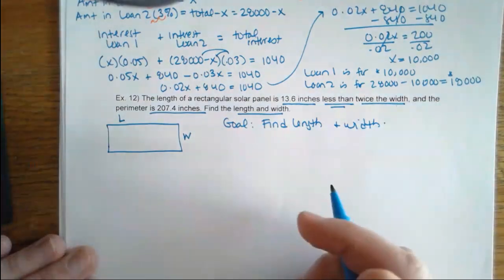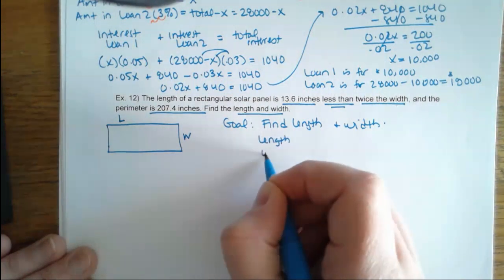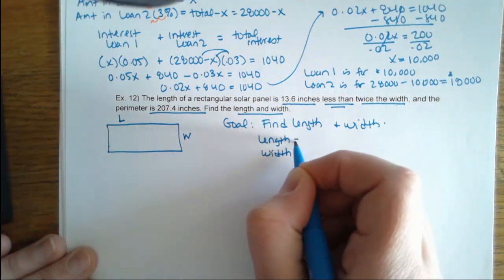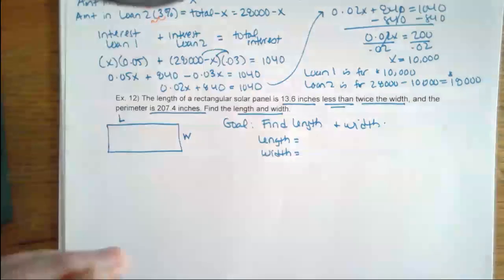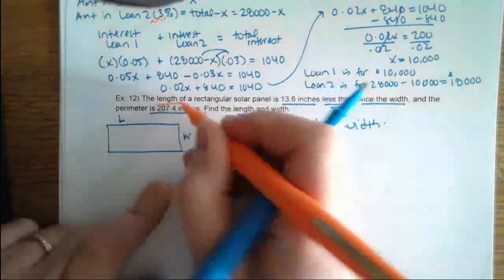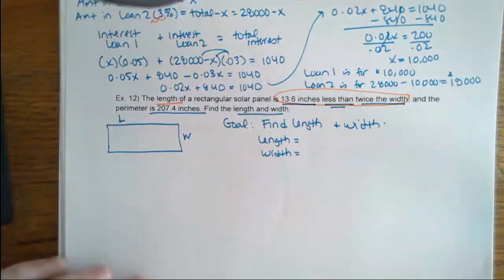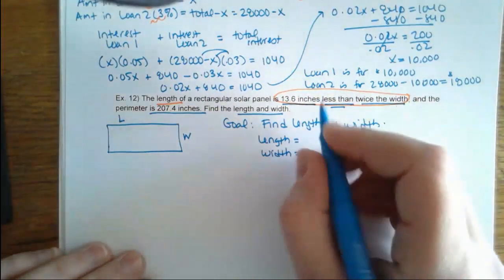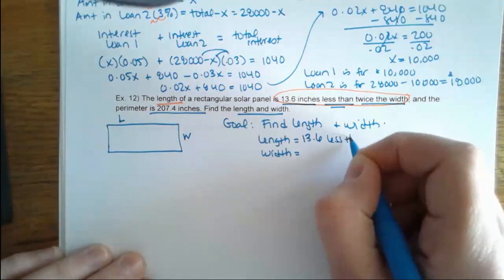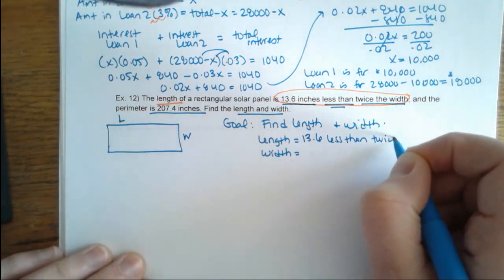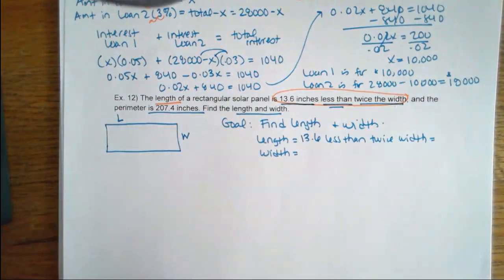So I have two unknowns here again. I have the length and I have the width. I don't want to let them both be variables because I'm not going to be able to really solve that. So I need to figure out how to write it. And here I do see that the length is 13.6 inches less than twice the width. So I can fill that in. 13.6 inches less than twice the width. So the only thing is, how do you express this? This is a tricky one.